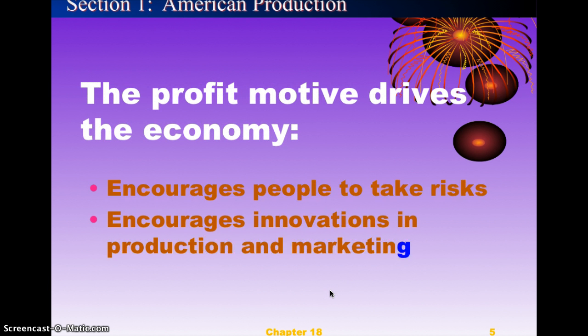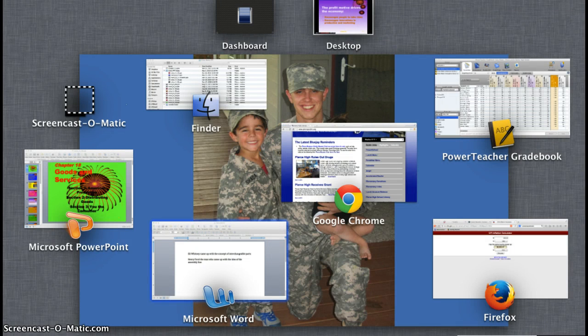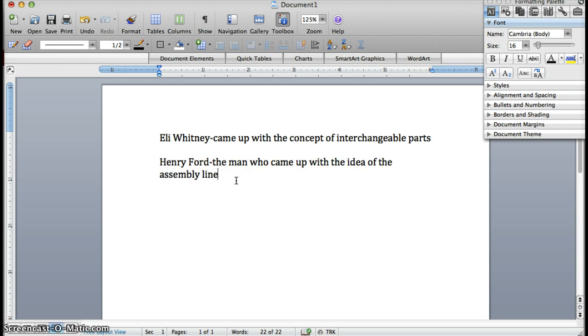Now, we've learned that profit motive is what drives our economy, and people are willing to take big risks if there's the chance to make big profit. We've gone through some of these individuals that have taken some pretty big risks when it came to starting up their businesses.